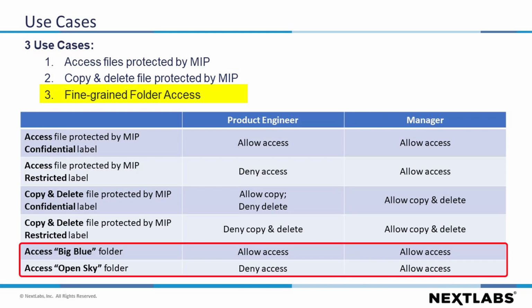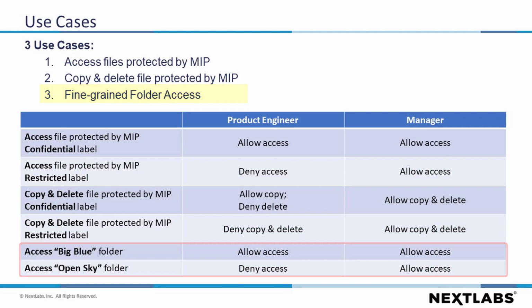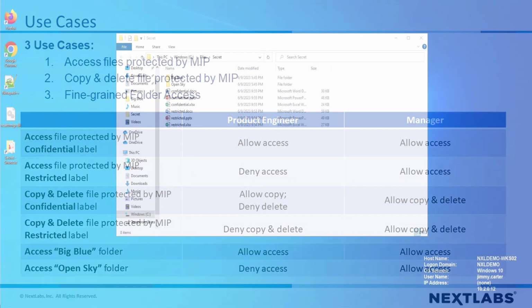For the folder Big Blue, the user can access the folder if his title is Product Engineer or Manager. For the folder Open Sky, the user will be denied access to the folder if his title is Product Engineer. However, if his title is Manager, he will be granted access to the folder. Now, let's move into the demo.